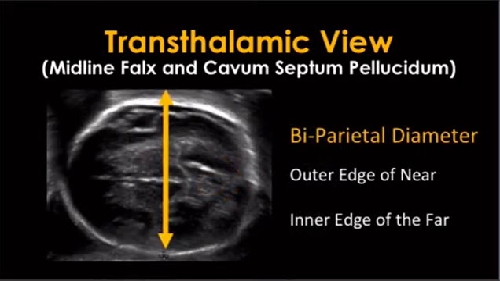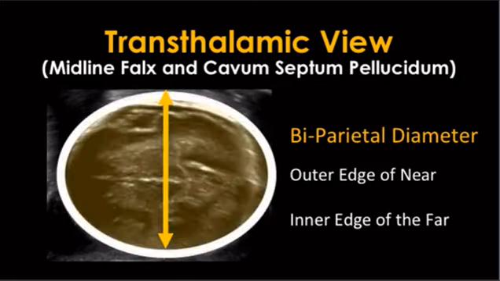So you can measure this biparietal diameter, and a possible question with regard to that is, where do you measure it? So you're supposed to measure it from the outer edge of the near to the inner edge of the far. So how I remember this is upper. So the upper edge to the upper edge. So upper, and that's your outer and your inner for this one. Or you can just remember upper, and that will help you keep that straight.